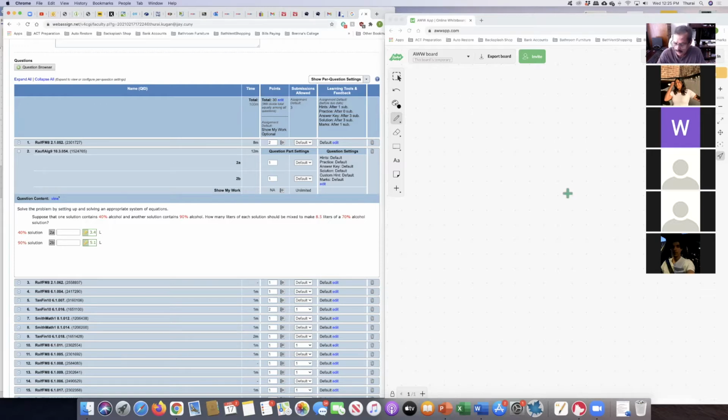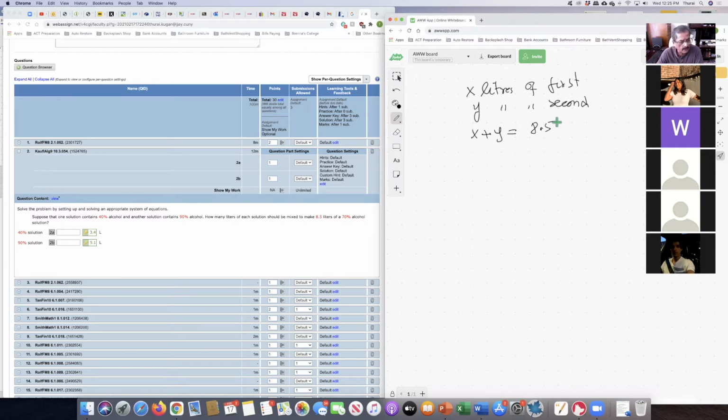So I'm going to call X liters of the first and Y liters of the second to be mixed. And the combination should have 8.5 liters. So right there, that means X and Y, the number of liters, should add up to 8.5. So that's one equation. After that, the total amount of alcohol in the mixture should be equal to 70%.